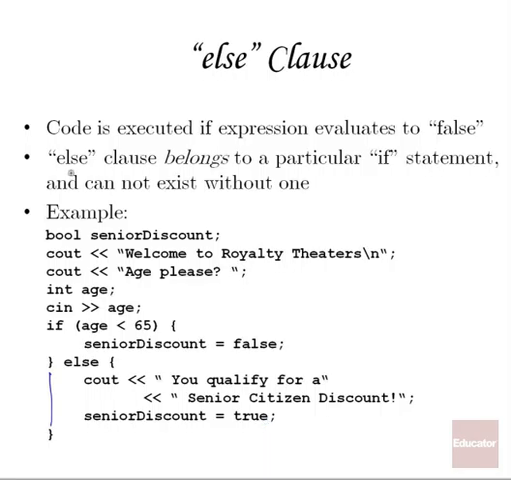Now note that every else has to be attached to an if. You can't just put an else out in the middle of the code. It has to be an associated if statement, because that's the way it works. If the value is true, then the if block is executed. If it's false, then you go into the else block.